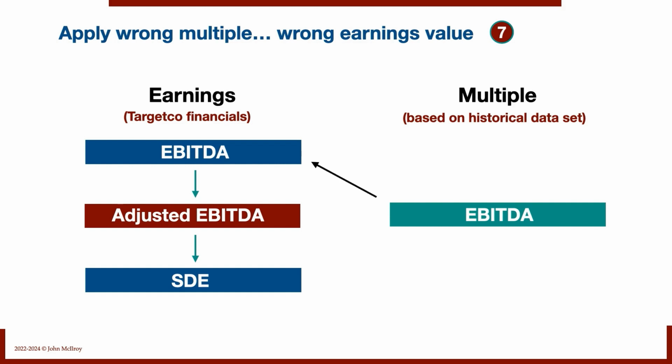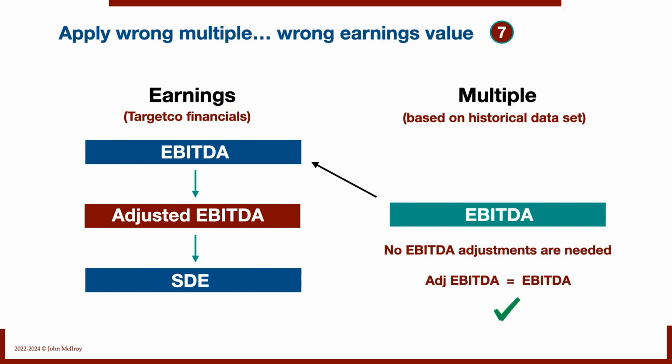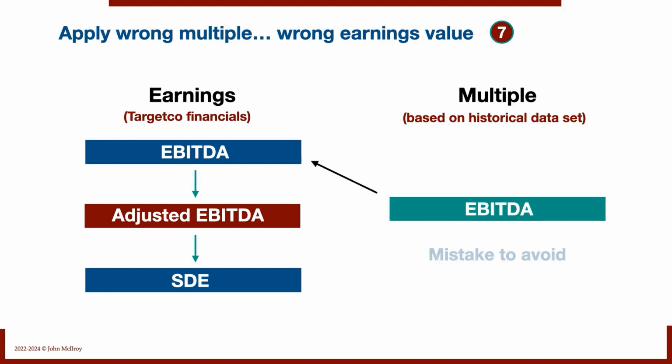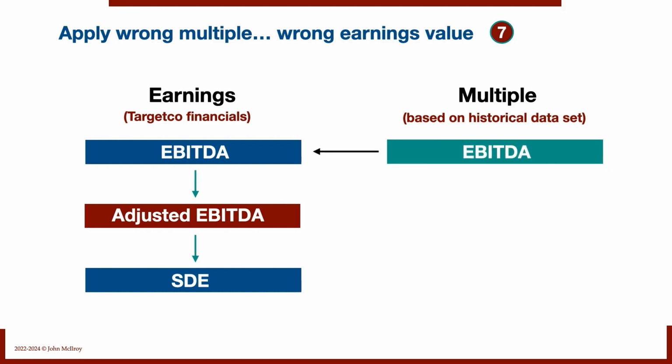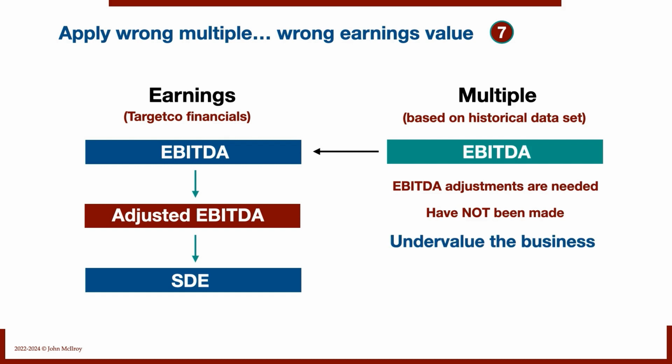Now, people sometimes ask me, can you use the EBITDA multiple on the EBITDA from the target co? And the answer is if no EBITDA adjustments are needed and adjusted EBITDA is equal to EBITDA, then sure, go ahead. That's fine. That's going to work as well. But here's the mistake that you want to avoid. If you're applying an EBITDA multiple to the EBITDA of the target co, and there are EBITDA adjustments that are needed that have not been made, that's a classic way to undervalue the business, and we want to avoid that. It's going to make it hard to get offers accepted as well, because you've ignored legitimate add backs when you've determined the income of the business, and so you're applying an EBITDA multiple to a lower number.